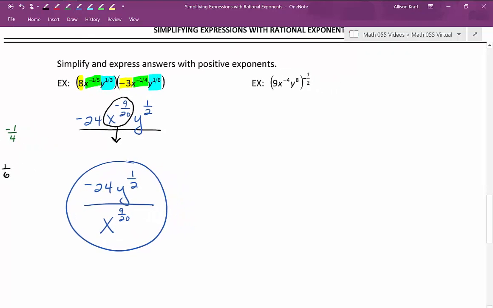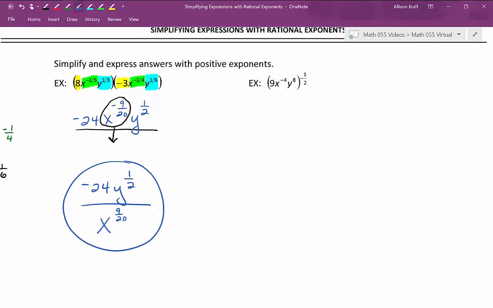In our next example, notice that we have an outer exponent. An outer exponent gets applied to everything on the inside when the operation inside our parentheses is multiplication or division. So we're going to have to apply it to the 9, the x, and the y. This will be 9 to the negative 1/2, x to the negative 4th to the negative 1/2, y to the 8th raised to the negative 1/2.